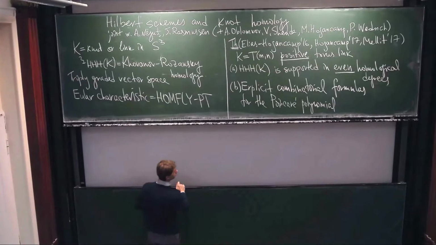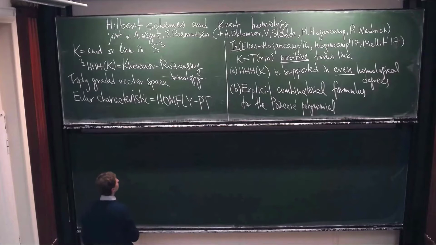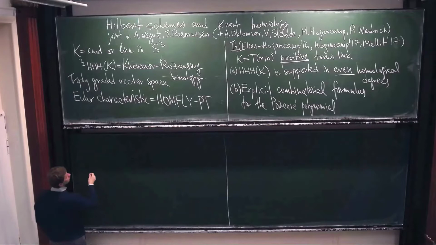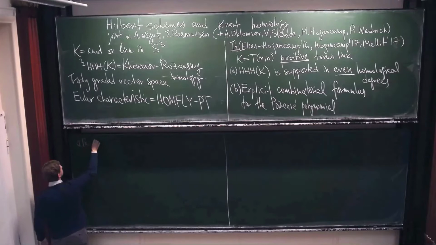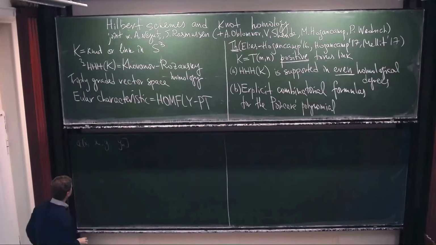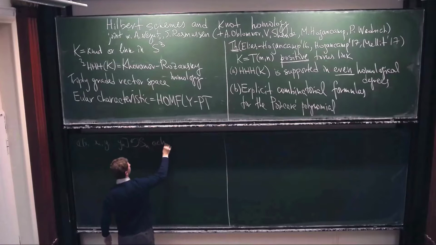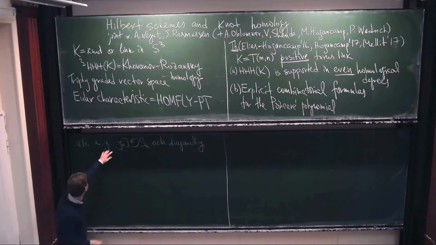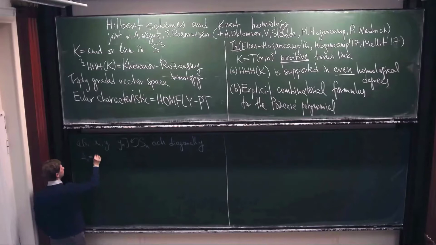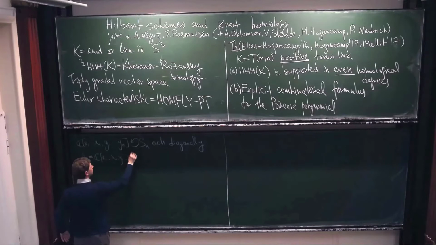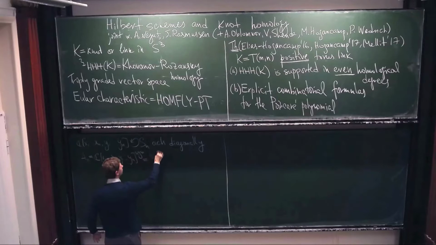And for this slightly different presentation, I need to define something. Let's take the ring of polynomials in x1 through xn, y1 through yn. On this, I have a diagonal action of S_n. So I permute both the x variables and the y variables. And then I define A_n to be the sign component of it. So this is the subspace of alternating polynomials.